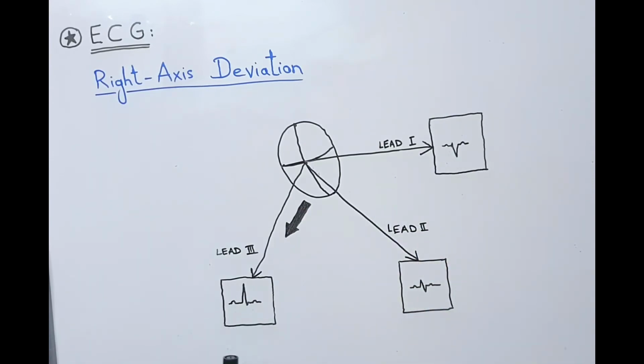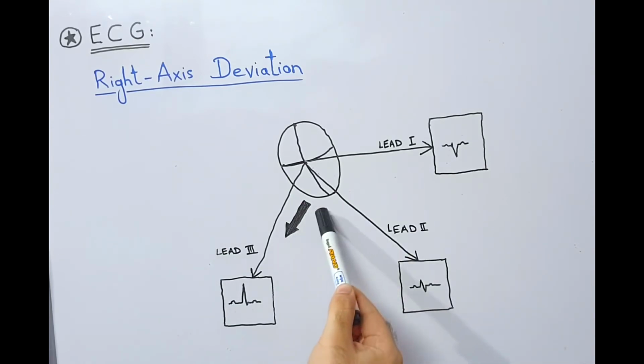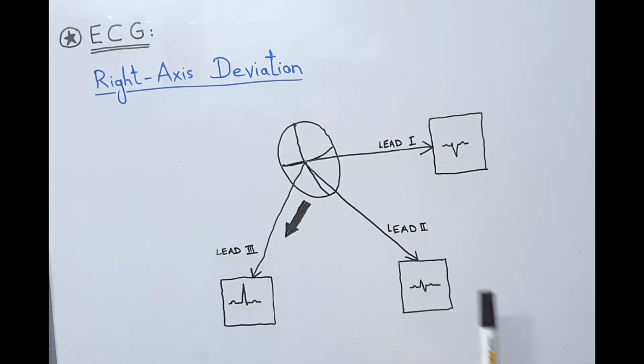The other thing that happens is that lead 3 becomes more positive. The R wave becomes even taller. And lead 2 becomes isoelectric. Isoelectric means that R and S waves are almost of the same size. This is because the net depolarization vector is perpendicular to the direction of this lead.